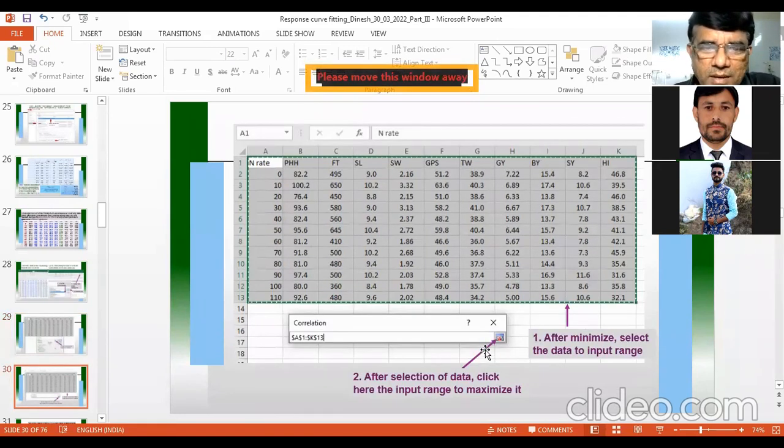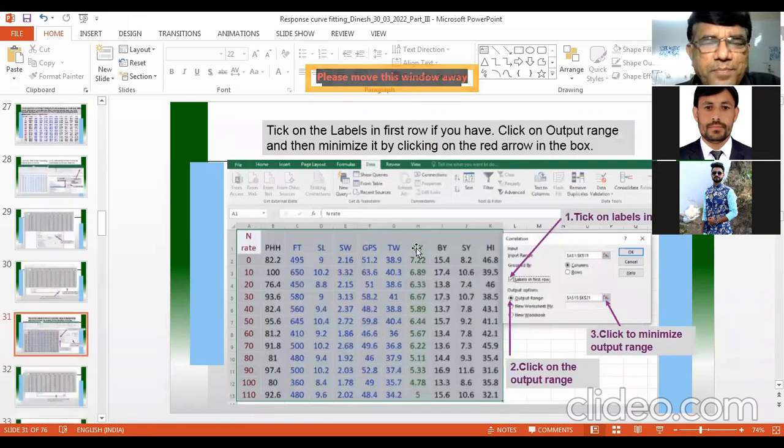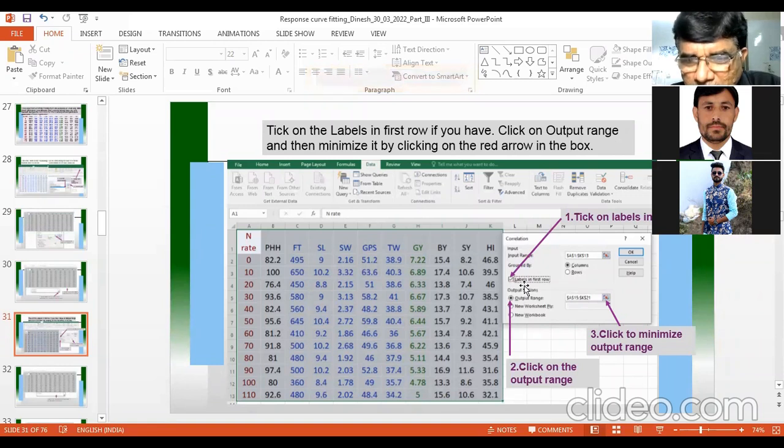So you can see you have minimized it. After minimizing, select the data for the input range. Then again click here. After selection of data, click here on the input range to maximize it. And when you maximize it, it will look like this. Then what you need to do is tick Labels in First Row, number 1.